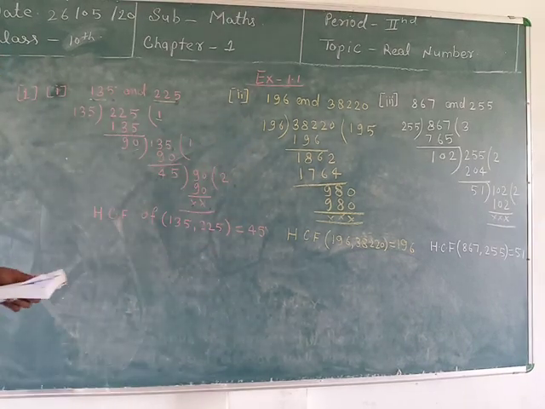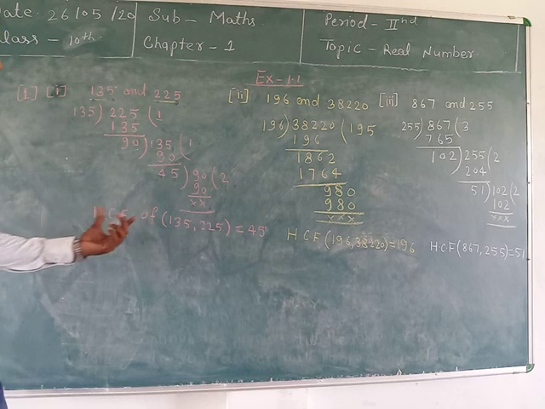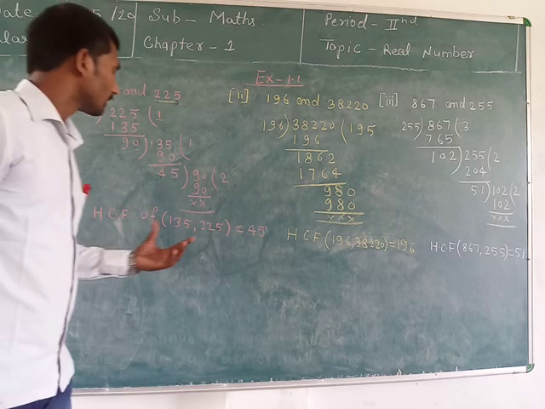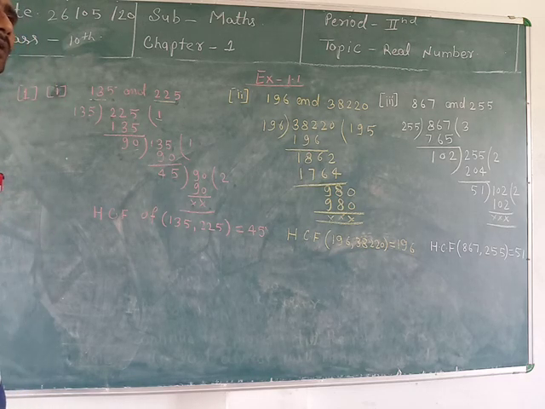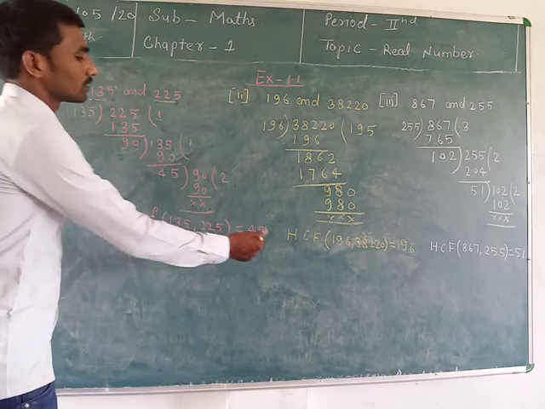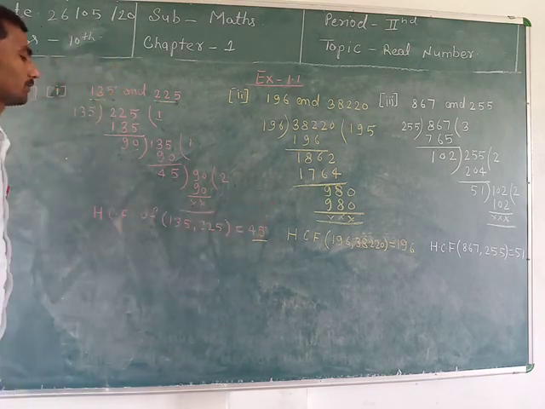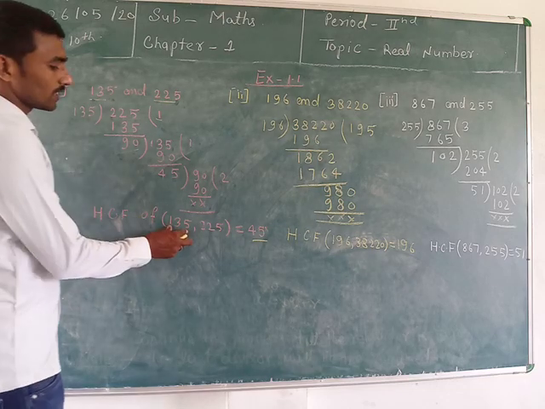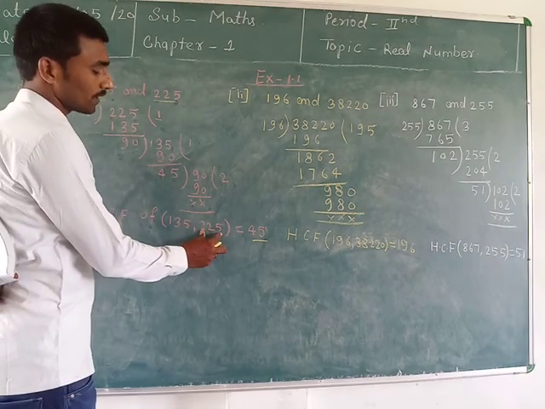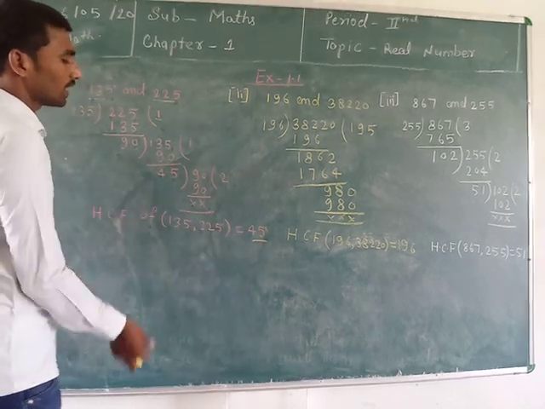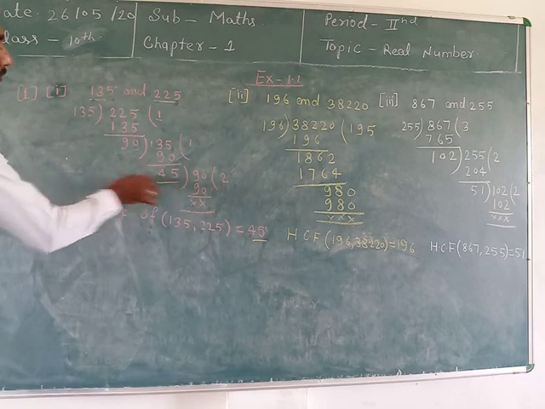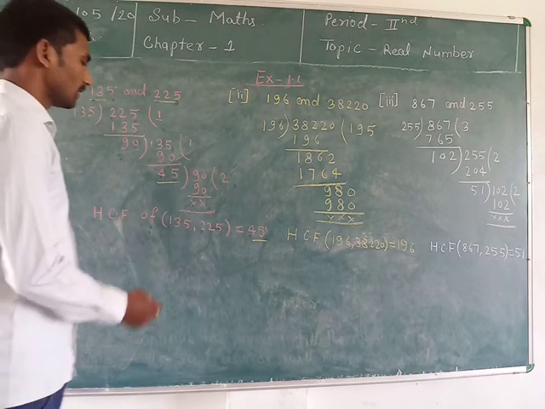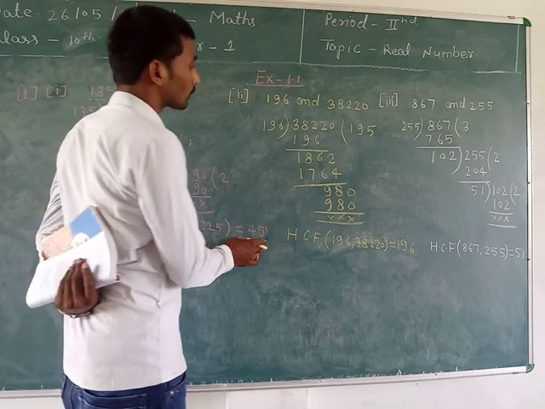You have been told that to find the HCF of two numbers, when the remainder becomes 0, the divisor at that step will be the HCF. Now HCF of 135 and 225 equal to 45, because here remainder is 0 and the divisor is 45. So HCF of 135 and 225 equal to 45.